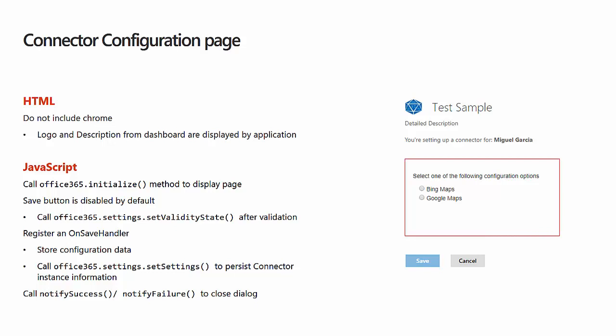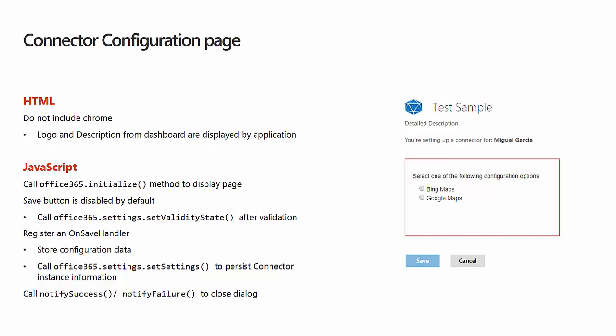By default, the save button is disabled. And you can make a call to the set validity state method to enable that. This allows you to do some validation of the configuration data within your page, and then you can signal to the containing application when the data is valid and saving is allowed. You register an on-save handler in that JavaScript, which would then be called when the save button is clicked. The save button, hosted by the containing application, will then call your method, then let you save the information.